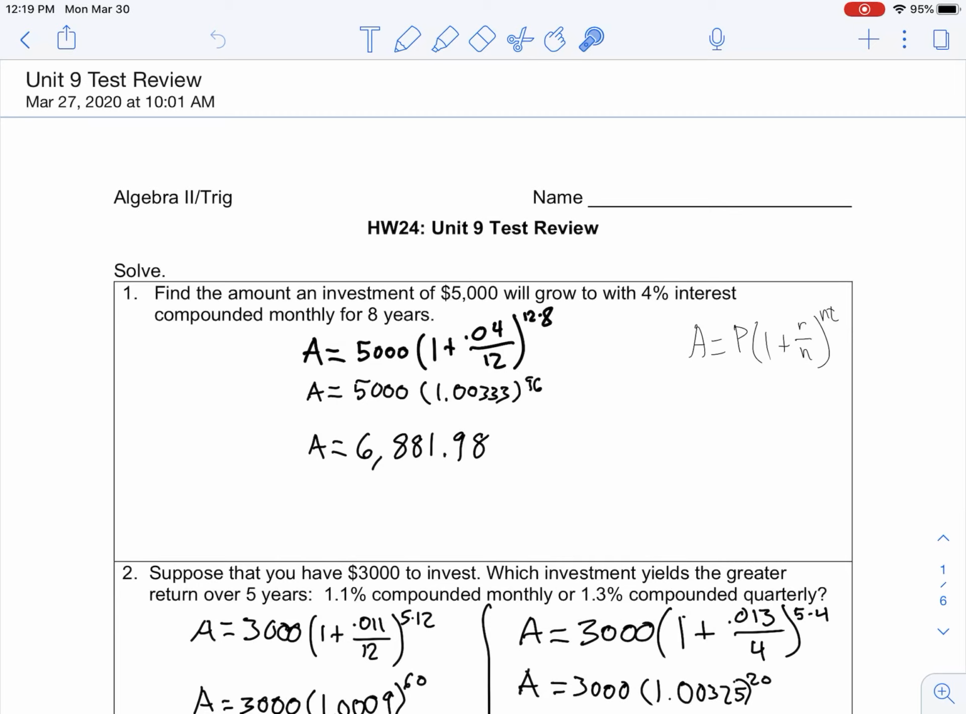All right, a quick talk through of Unit 9 test review. I've gone through and solved everything out, and I just want to talk about kind of how we set each of these up, especially looking over the homeworks and some mistakes that were made, maybe clarifying those things as we look at this review together.